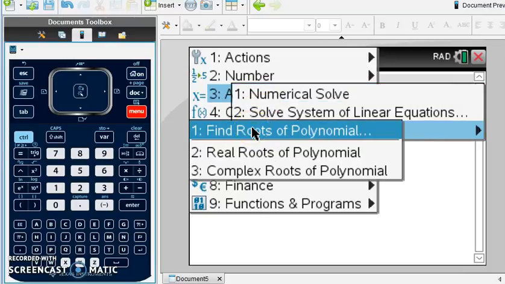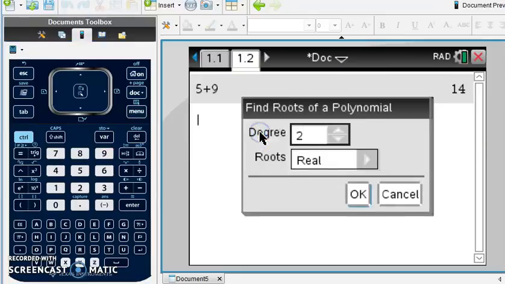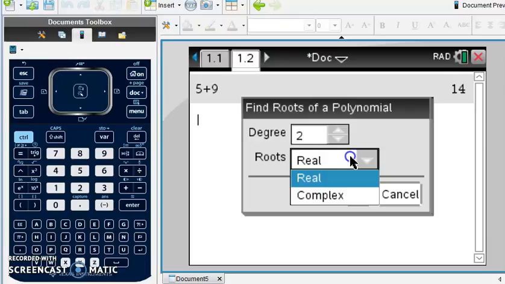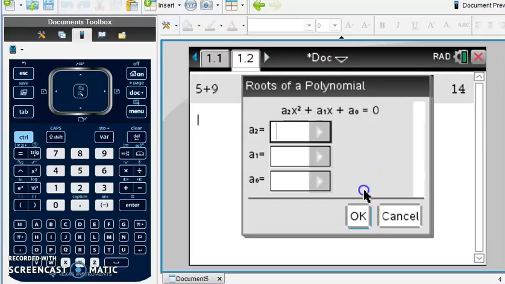We're going to look today at what each one of these can do. Number 1, find roots of a polynomial. It's a great place to start. Now I know my quadratic, the greatest power in it is 2. It has a degree of 2. I've got real roots, so that works out awesome, and I hit OK.